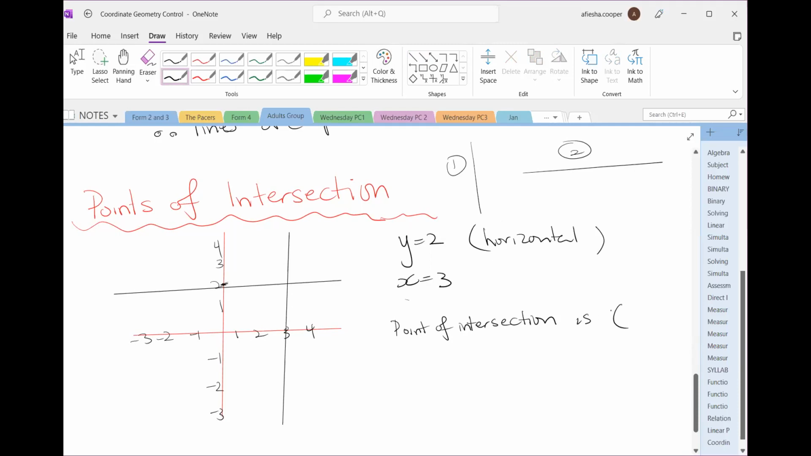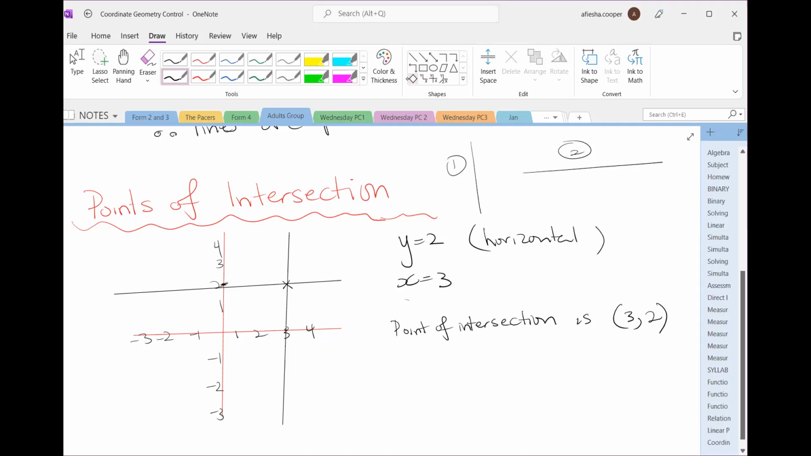What's the coordinate for where they intersected? So it's at this point, right? What's the coordinate there? 3 and 2. So we take the x first, which is 3, and then the y, which is 2. Awesome, and that's our point of intersection there.